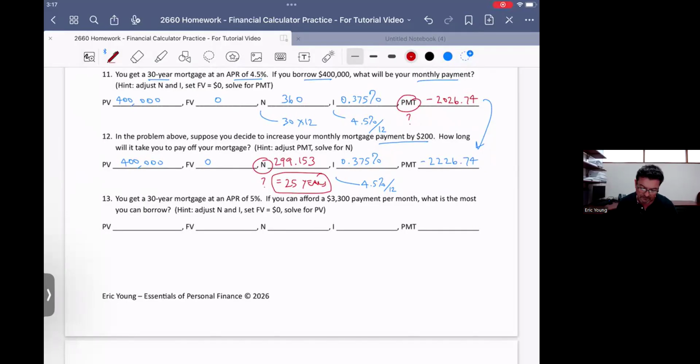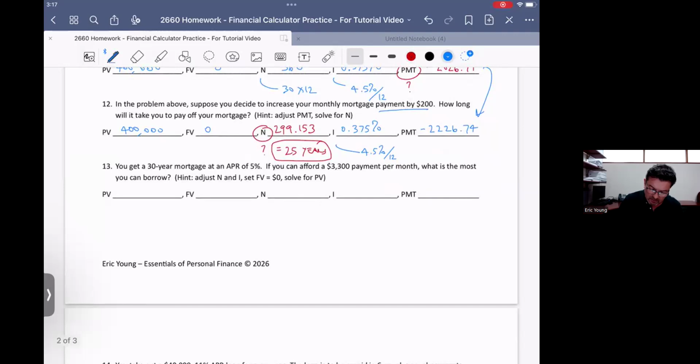Number 13, you get a 30-year mortgage at 5%. Now look, you don't know how much the house costs, but you know that you can safely afford a payment of $3,300 per month. Now we can use our time value skills to calculate the max that you can safely borrow. You see, when you buy a house, a lot of mortgage brokers, they want you to take out the biggest mortgage you can take out because they make money as a percentage of that, right? So their incentive is to get you to take out a huge loan, buy a huge house.